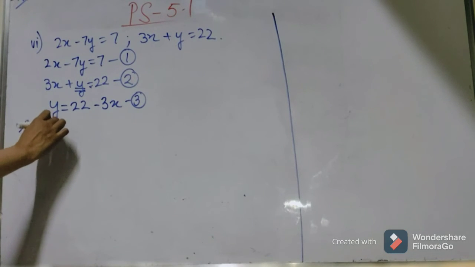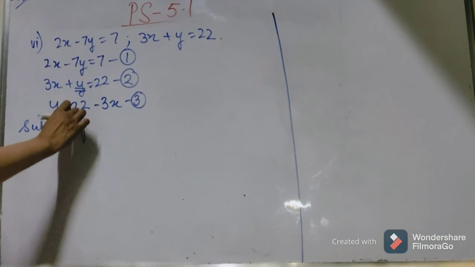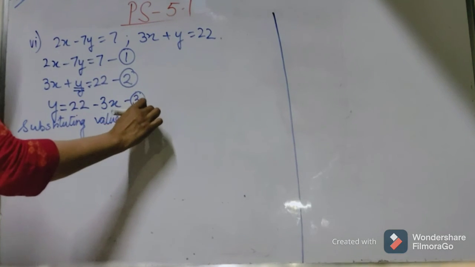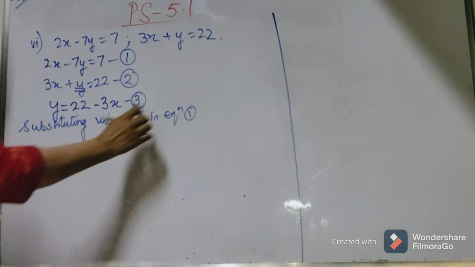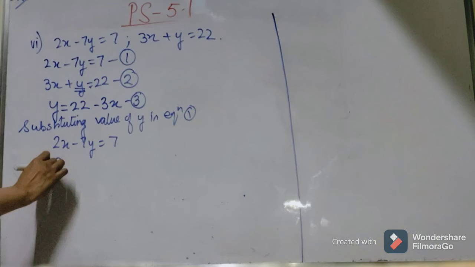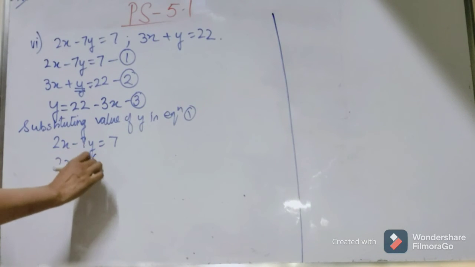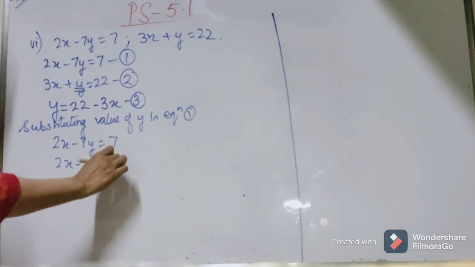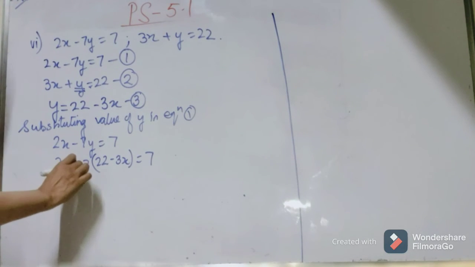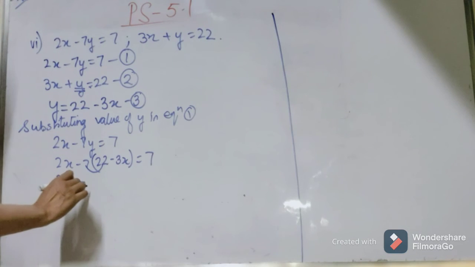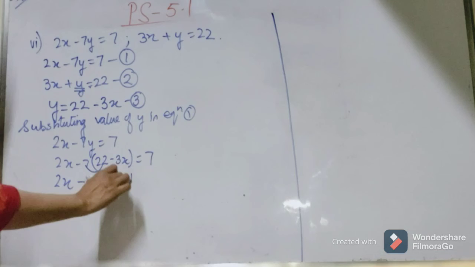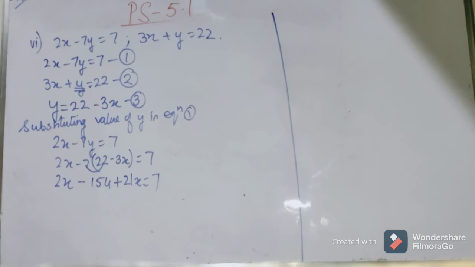Now I am substituting the value of y in equation 1. So what was my equation 1? 2x minus 7y is equals to 7. So 2x minus 7, instead of y what I have to write? 22 minus 3x is equals to 7. So 2x, 7 into 22 gives me 154. Minus minus becomes plus, 7 3s are 21x is equals to 7.